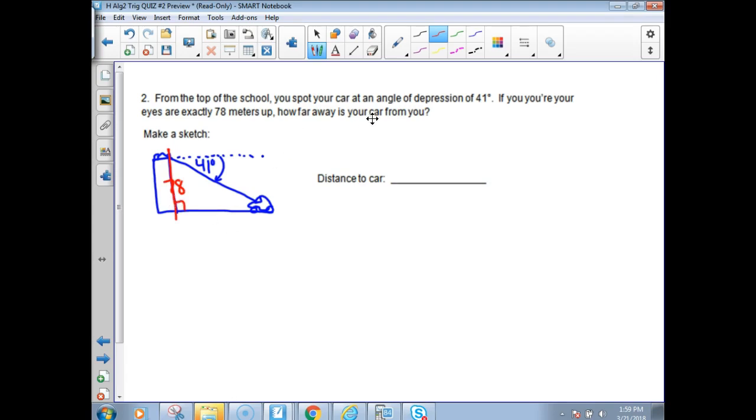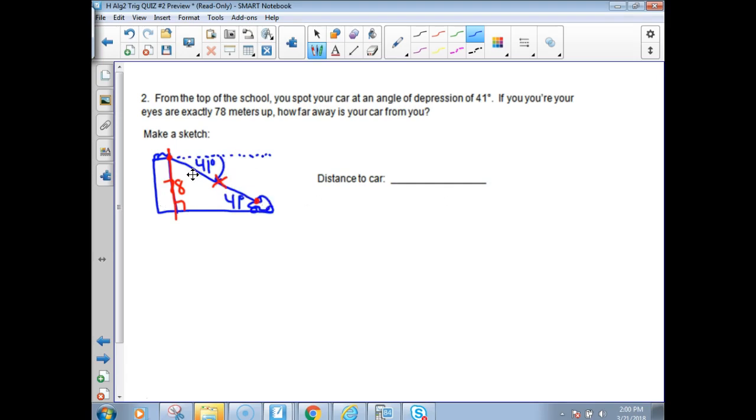You want to know how far away your car is from you. Well, you are here. Your car is here. So it would be the hypotenuse. Since you are so adept at your geometry skills and remember everything from that class, alternate interior angles are congruent if you have parallel lines. So that angle can be put here.